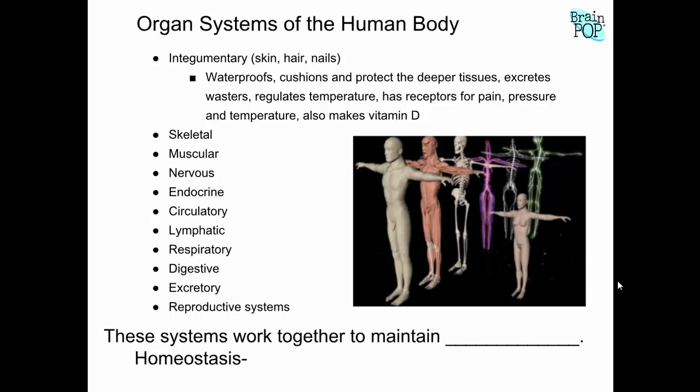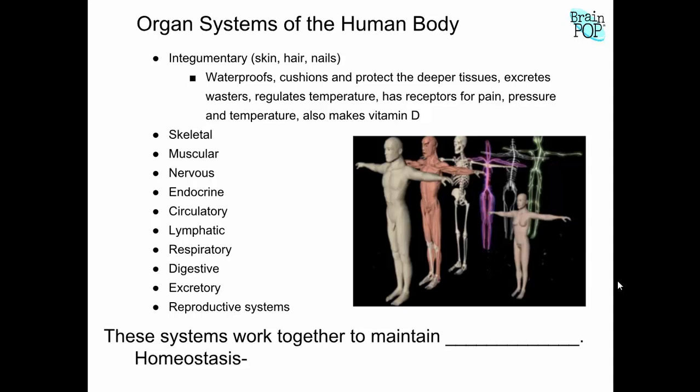Our integumentary system actually has some important roles. It helps waterproof us so we don't dehydrate. It helps protect us from pathogens like bacteria and viruses. It's part of our excretory system as well, and helps regulate temperature. It has lots of different functions that are related to many of these other body systems.